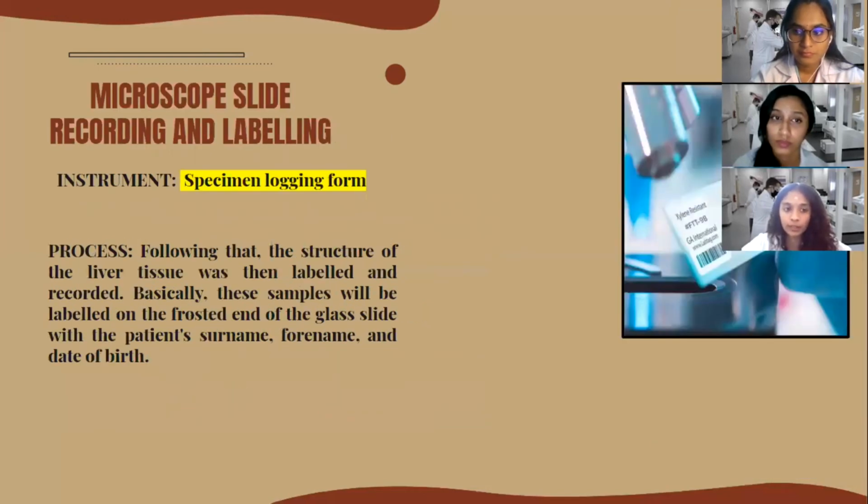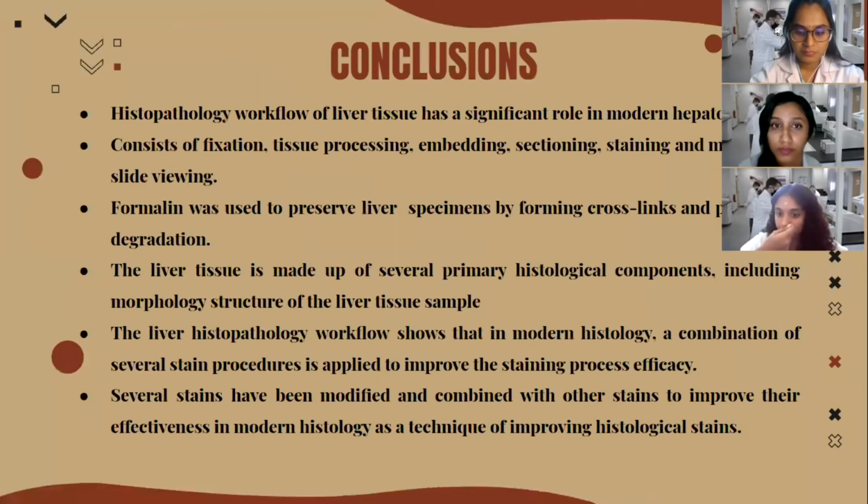So this will be the last histopathology workflow, which will be microscope slide recording and labeling. For this, the instrument that we used is a specimen logging form. Following that, the structure of the liver tissue was then labeled and recorded. Basically, these samples will be labeled on the frosted end of the glass slide with the patient's surname, forename, and the date of birth. So I'm going to summarize.